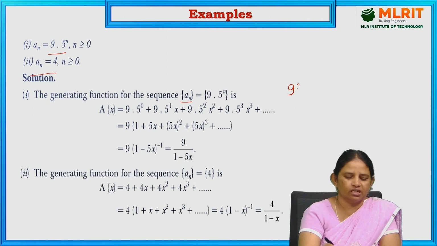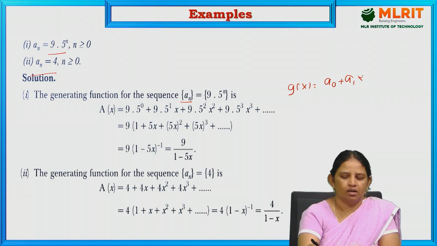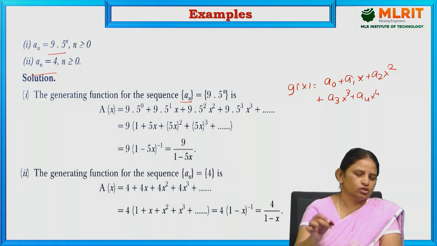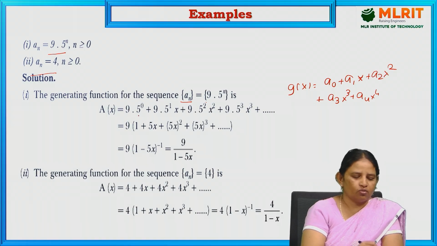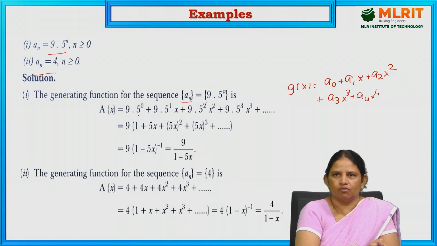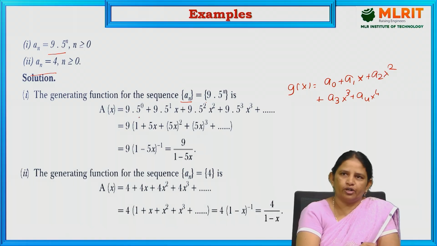G of x equal to a0 plus a1x plus a2x square plus a3x cube plus a4x to the power of 4. So 9 into 5 to the power of 0, that is 9. N value equal to 0 gives 9 into 5 to the power of 0. N equal to 1, 9 into 5 to the power of 1.